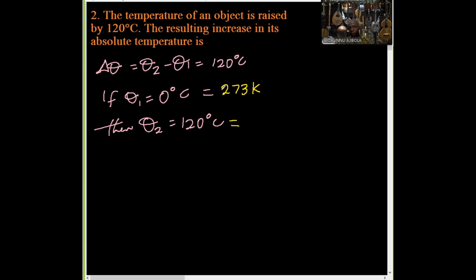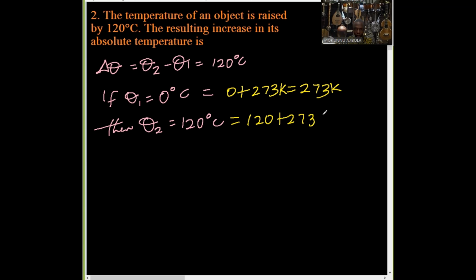And this one is going to be 273 plus 120. Let me write it here. 273 Kelvin for theta 1, and theta 2 is 120 plus 273, which is 393 Kelvin.